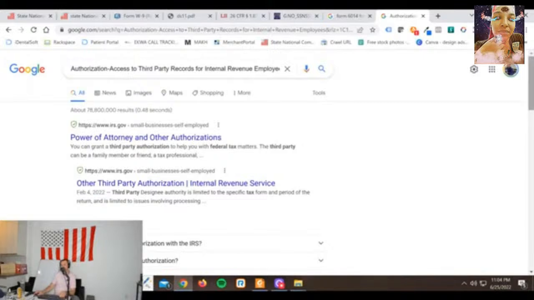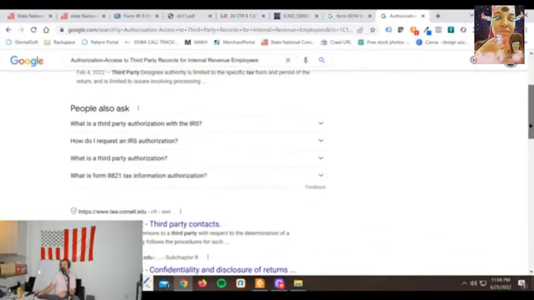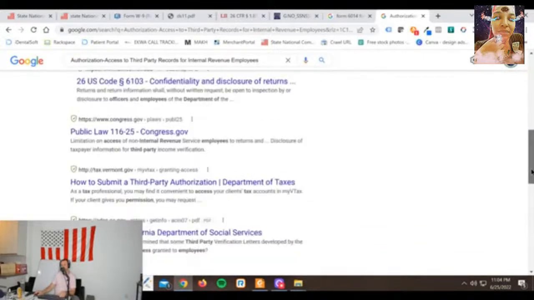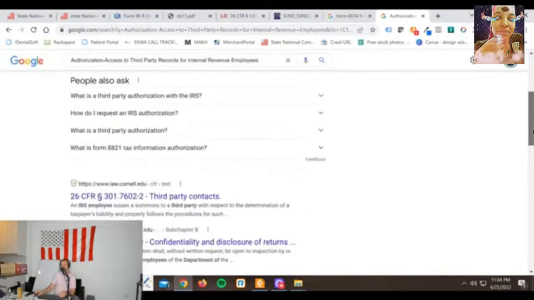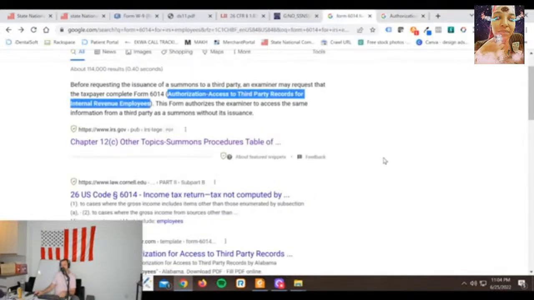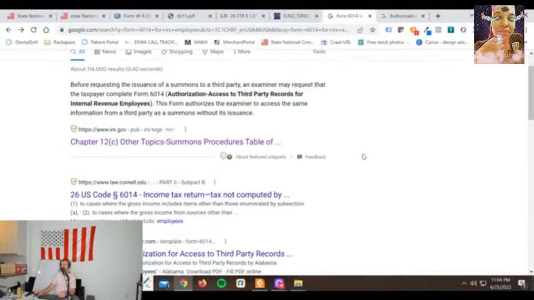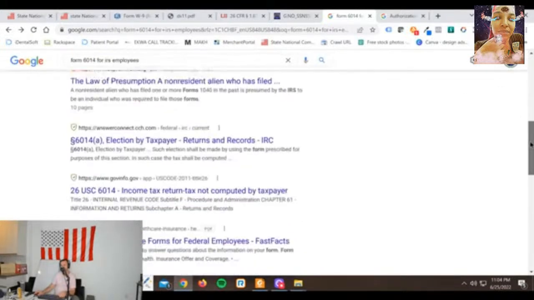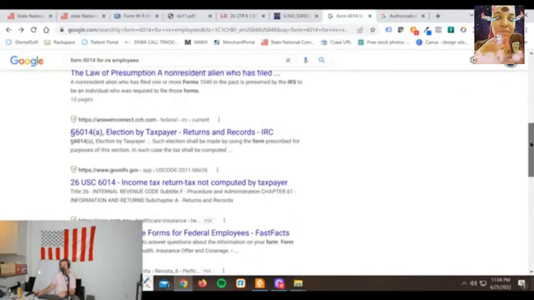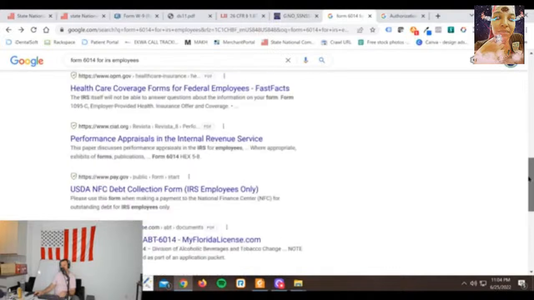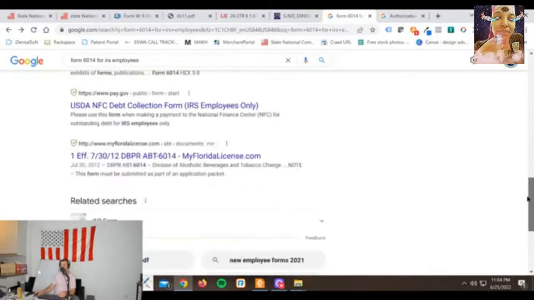Authorization access to third-party records for internal revenue employees. That's the name of the form. Authorization access to third-party records for internal revenue employees. This is how they get into your bank account. I don't know if I can find one.